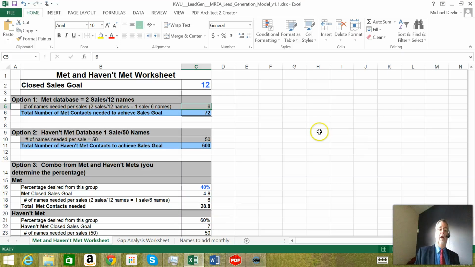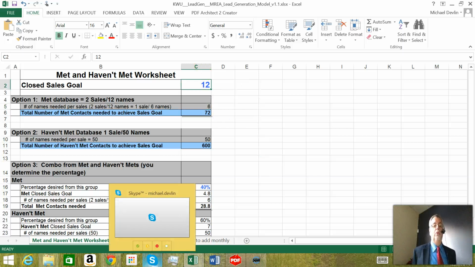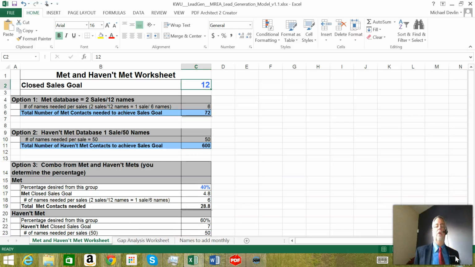The other model is called the lead generation model. And this also, I'm going to upload all of these, right? The lead generation model, which I've already pre-populated with the number 12. So the form, you could change this to a different number. There are two kinds of people that you could do business with: the people that you've met and the people that you haven't met. And you could do a combination.